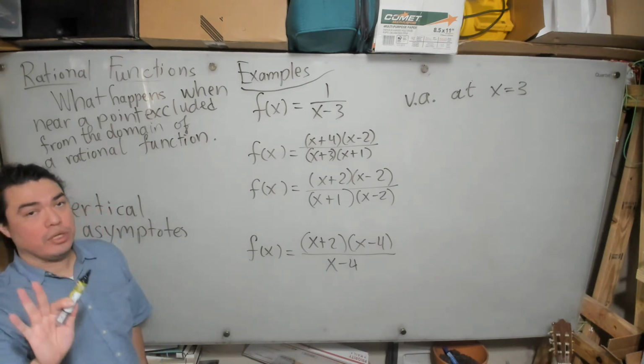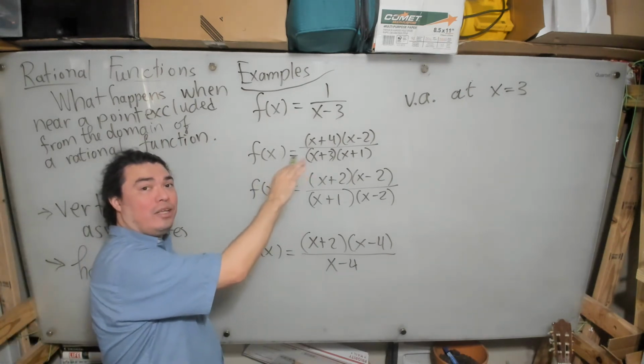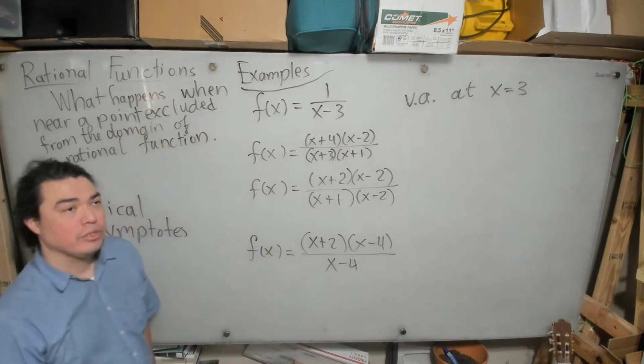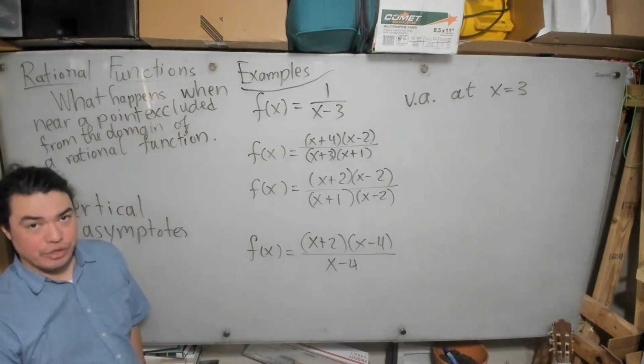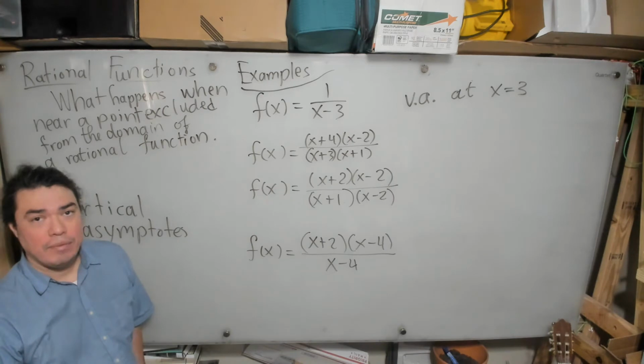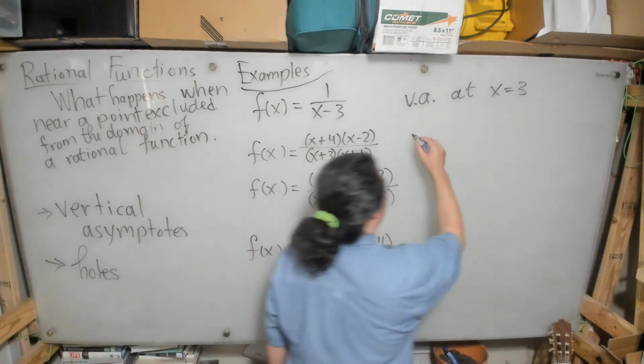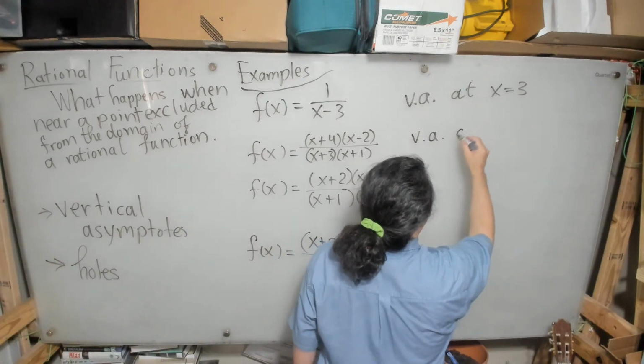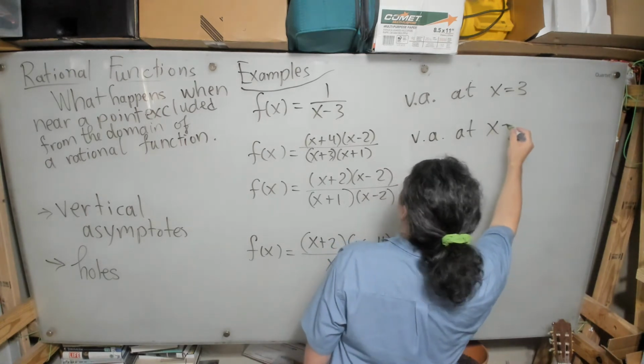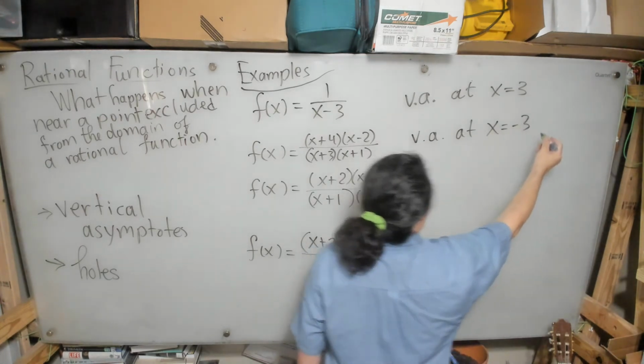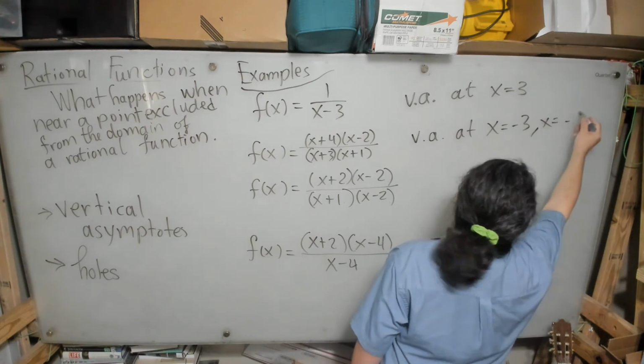And you can see it makes the denominator 0, right? But you will also notice in this example that neither of those values make the numerator 0, right? So what does that mean? That means that we will have vertical asymptotes located at the x values negative 3 and negative 1.